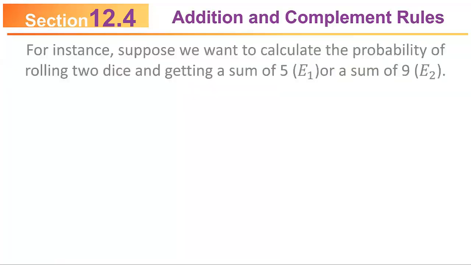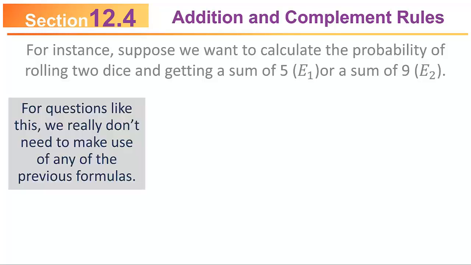Suppose we want to calculate the probability of rolling two dice and getting a sum of either 5 or 9. You'll notice I call getting a sum of 5 an event called E sub 1, and getting a sum of 9 an event called E sub 2. That's just for convenience. We're trying to roll two dice and find the probability of getting a sum of either 5 or 9. You really don't need any of the new formulas to do this.